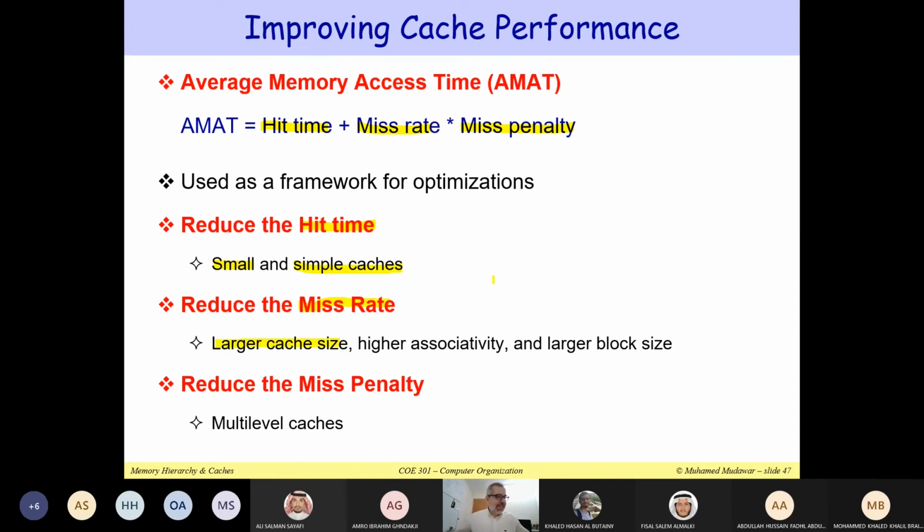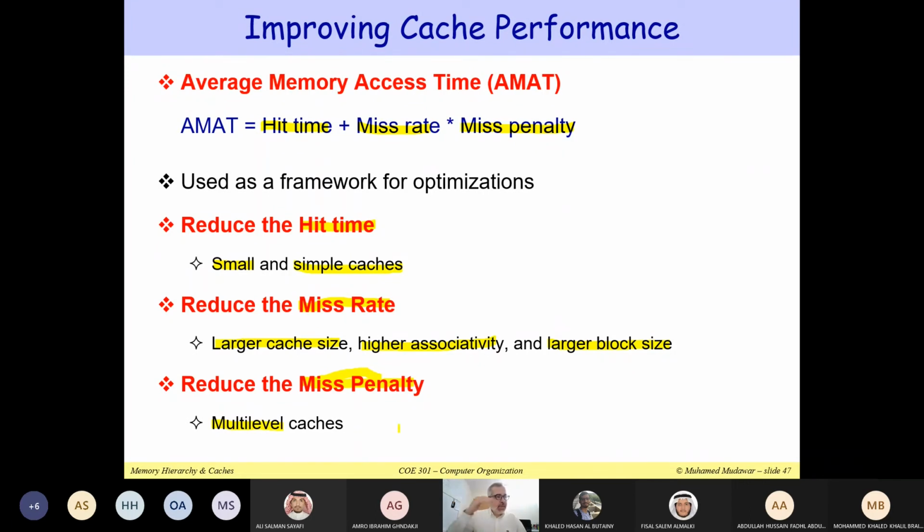Because if you increase the size of the cache, you can have more blocks inside the cache and you can reduce the miss rate. You can use higher associativity. You can use a larger block size. These are ways actually to reduce the miss rate. Finally, if you would like to reduce the miss penalty, you have to go to multi-level caches.